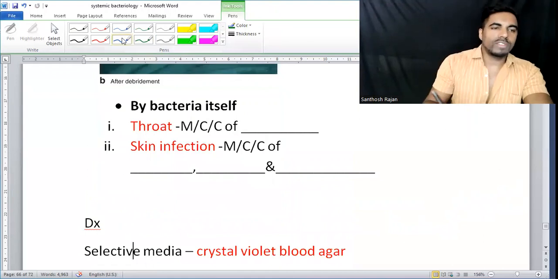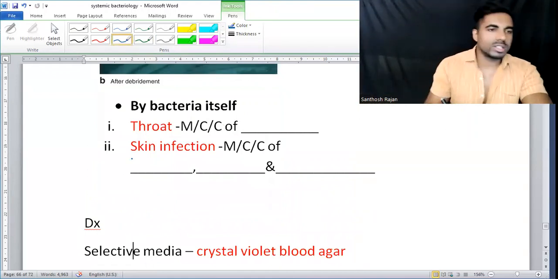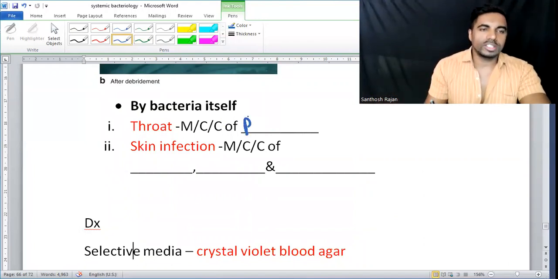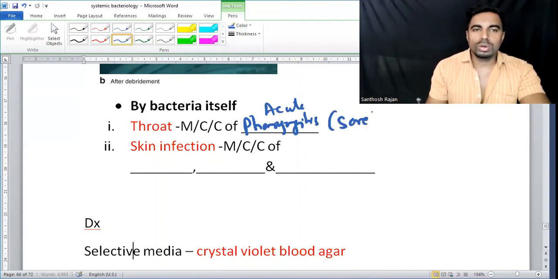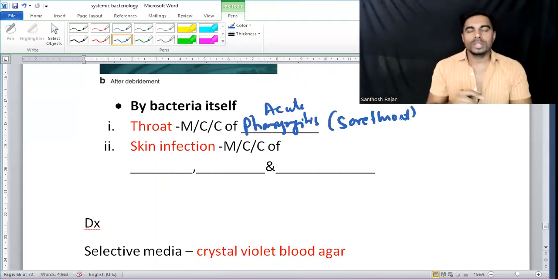So what infections does the bacteria itself cause? In the throat, which infection does it cause? Pharyngitis, acute pharyngitis, or otherwise also called sore throat. Whenever you have a sore throat, please remember the bacterial cause of your sore throat is always Streptococcus pyogenes.